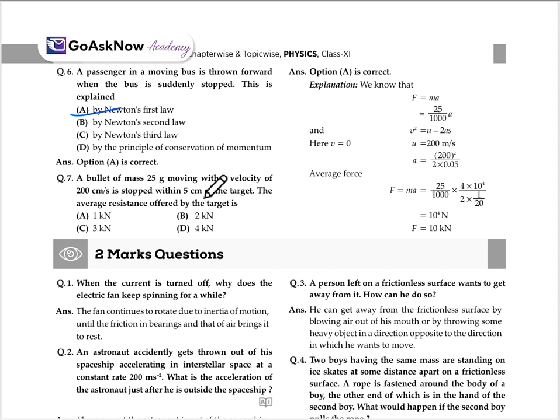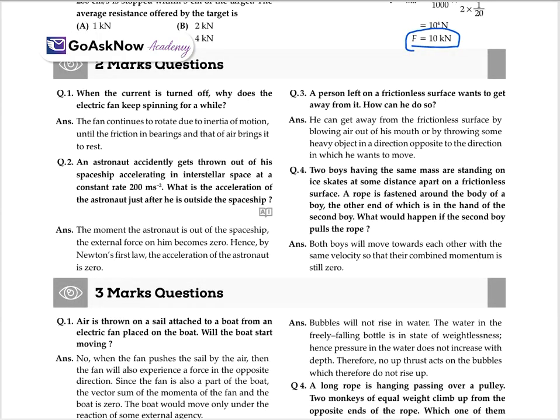A bullet of mass 25 gram moving with a velocity of 200 centimeter per second is stopped within 5 centimeter of the target. The average resistance of the target is? So we have F equals ma. We substitute the values, and we also know that v squared equals u squared minus 2as, where u equals 2. So we get the value of a. When we substitute the value of a and solve this equation, we get F equals 10 kilonewton.